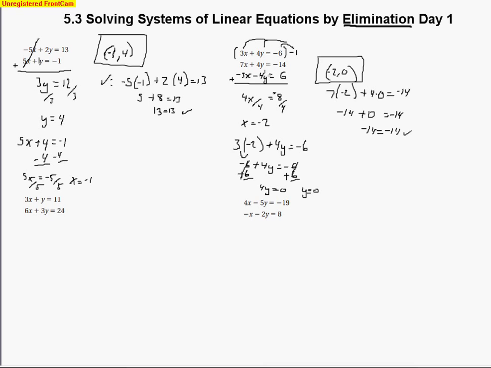And so again, that solution is where the two lines cross. This is what those two lines share in common.